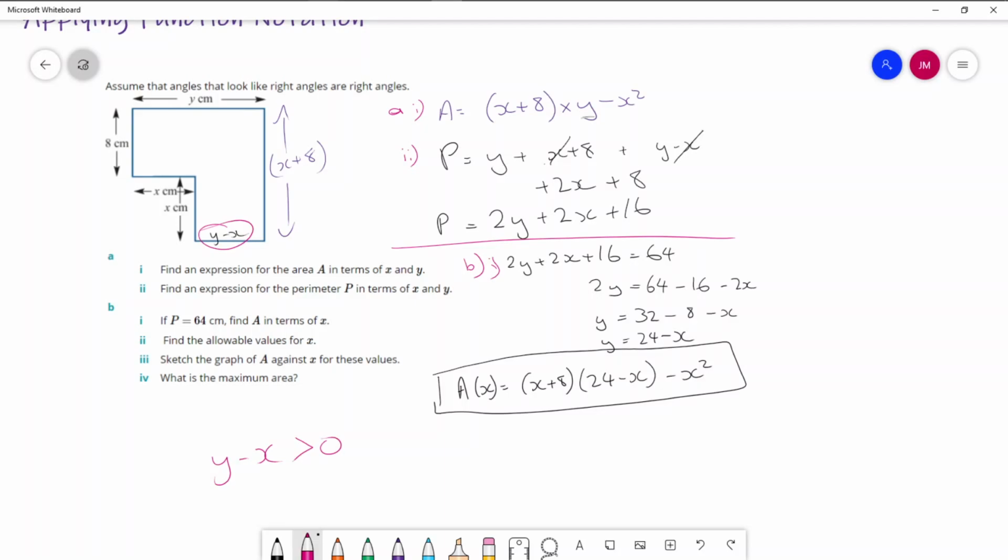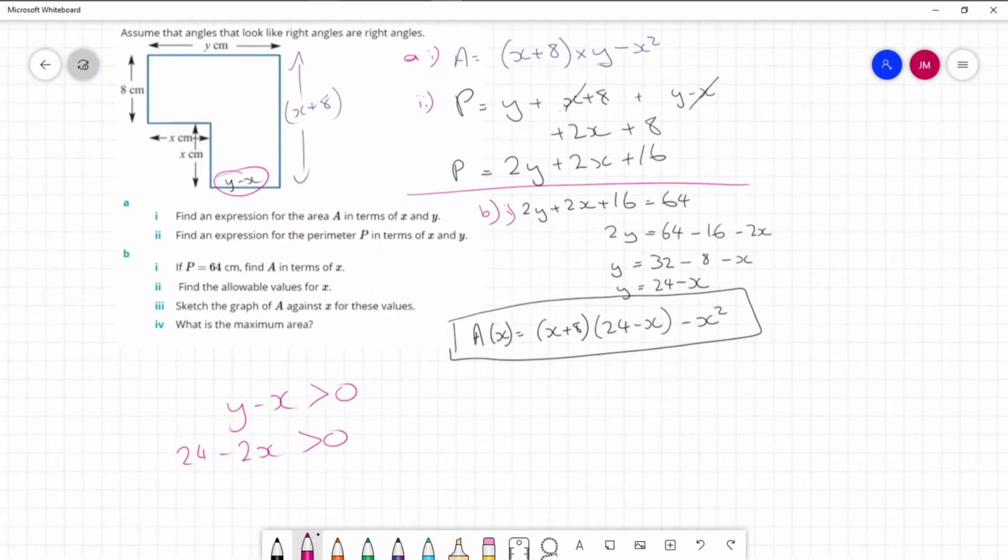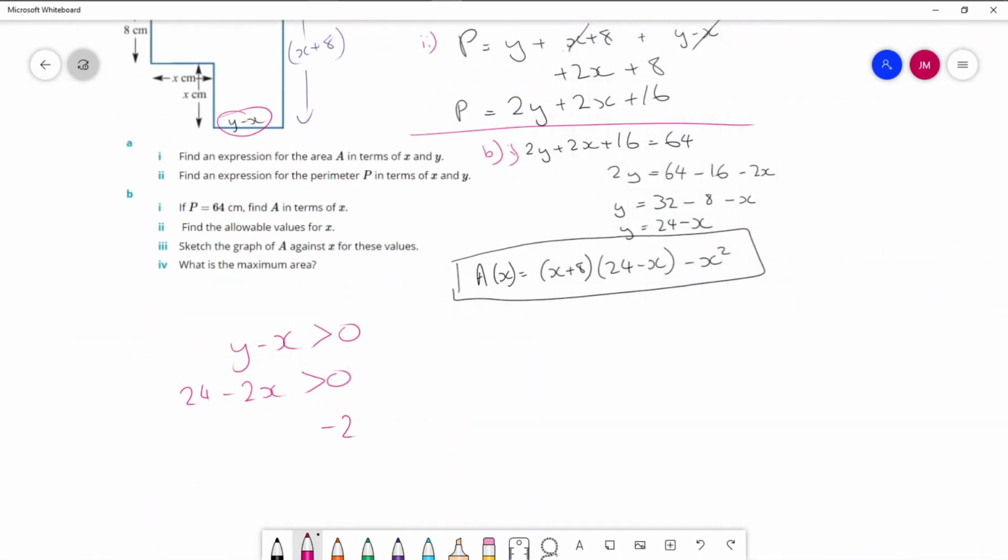Let's just do this one. So if I substitute in y, I'd have 24 minus 2x must be greater than 0. So if I minus my 24 over, I get minus 24 minus 2x, divide through by my negative 2, so x must be less than positive 12.